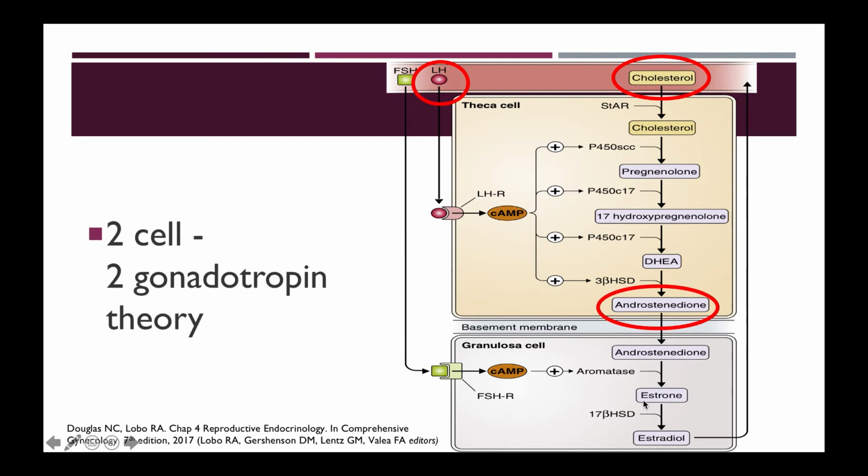where it will be eventually converted to estradiol through the enzyme aromatase. And this conversion of androgen to estrogen is what we call aromatization, okay, from the word aromatase. And this conversion of androgen to estrogen inside the granulosa cell is largely under the influence of FSH. So that's the two-cell two-gonadotropin theory.